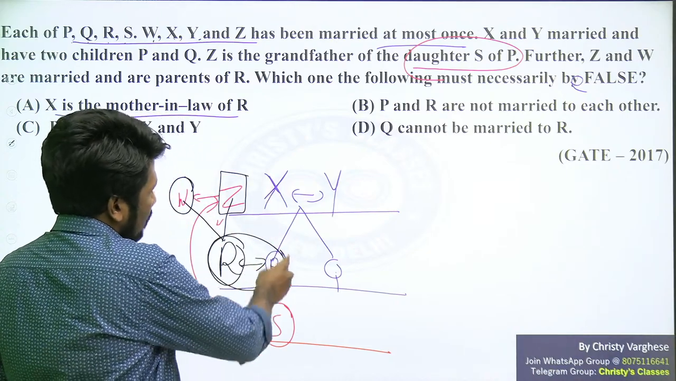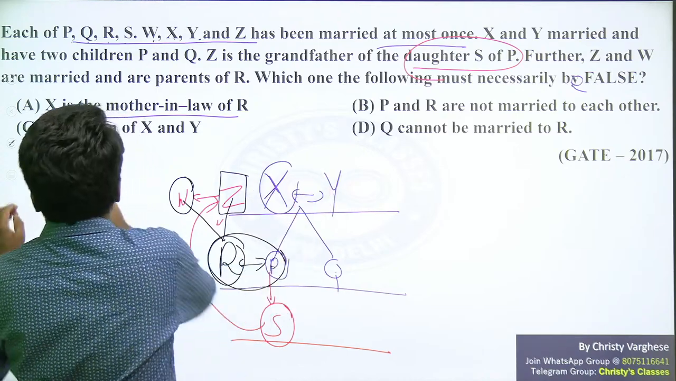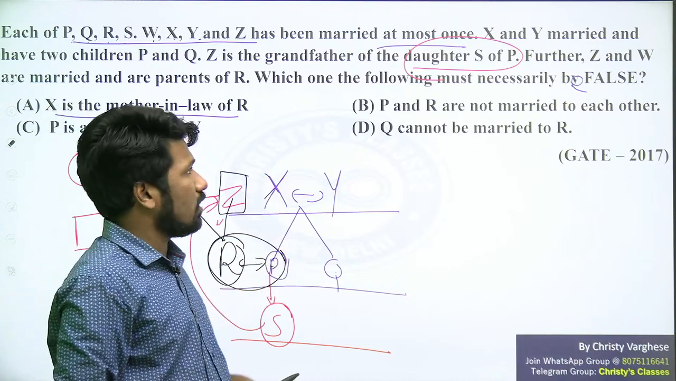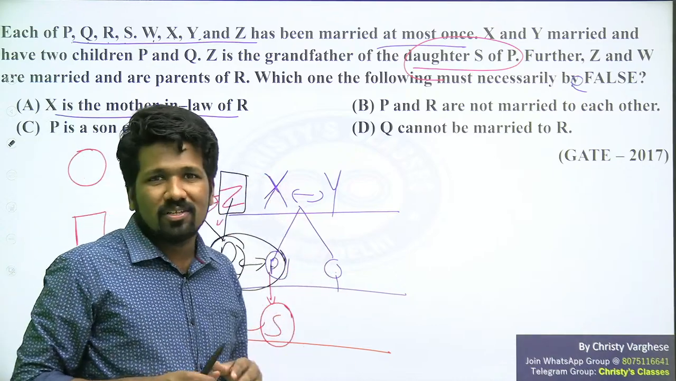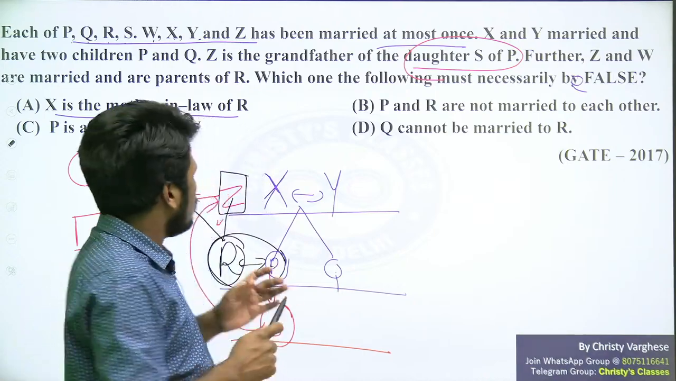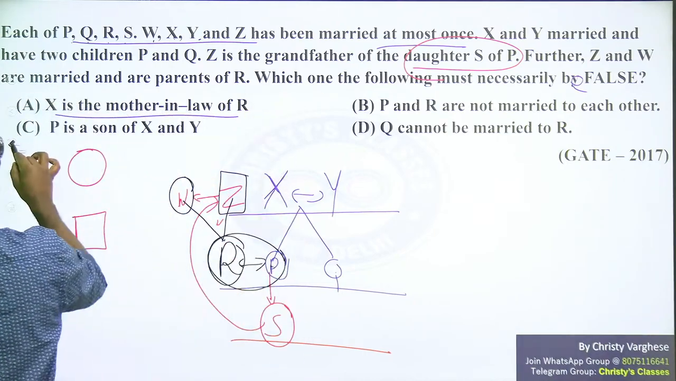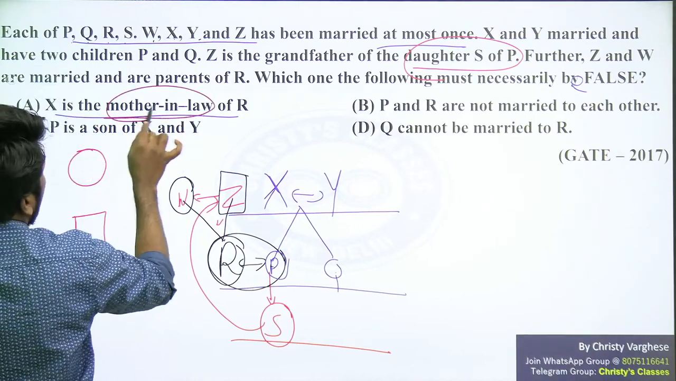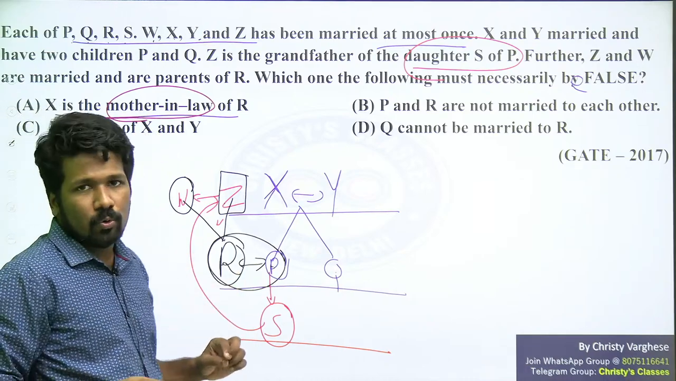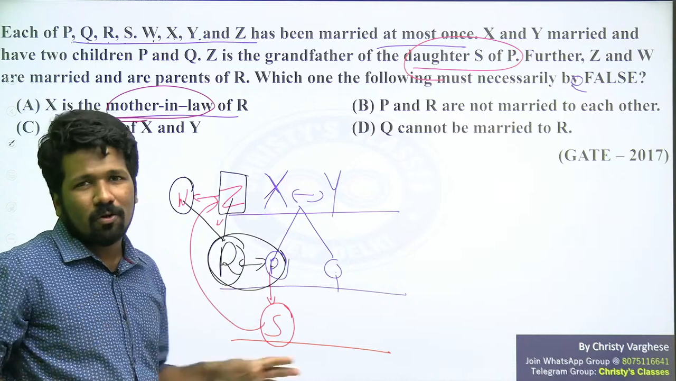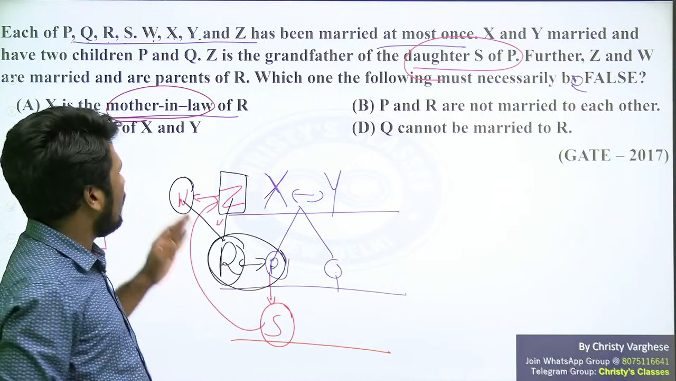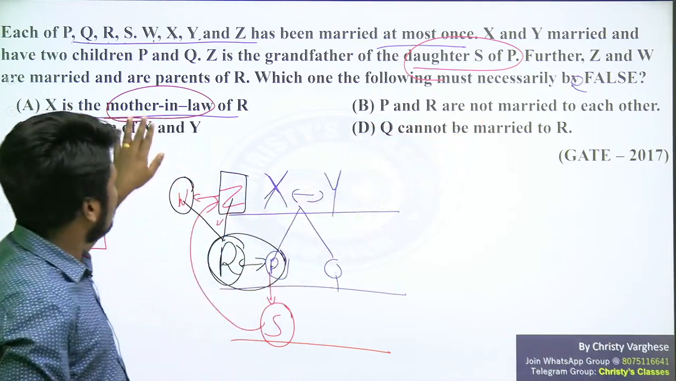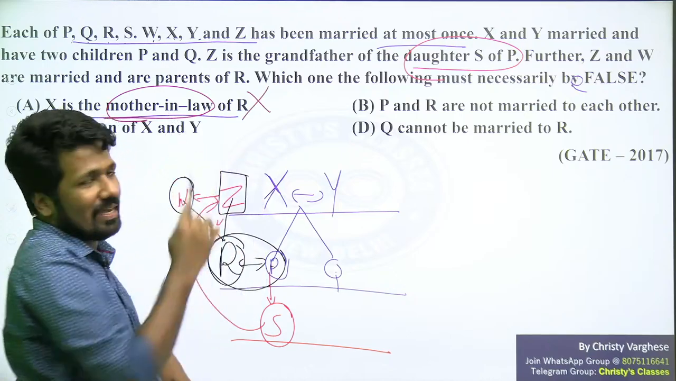Yes. P's parents are X and Y. So, X being mother is totally okay. X being father is also okay. Not always false. Sometimes false, sometimes true is this statement. Why am I saying sometimes it is false? Because X can be mother-in-law also. X can be father-in-law also. X will be a parent-in-law for sure, but father-in-law or mother-in-law, both are possible, but not always false. Sometimes it is true.